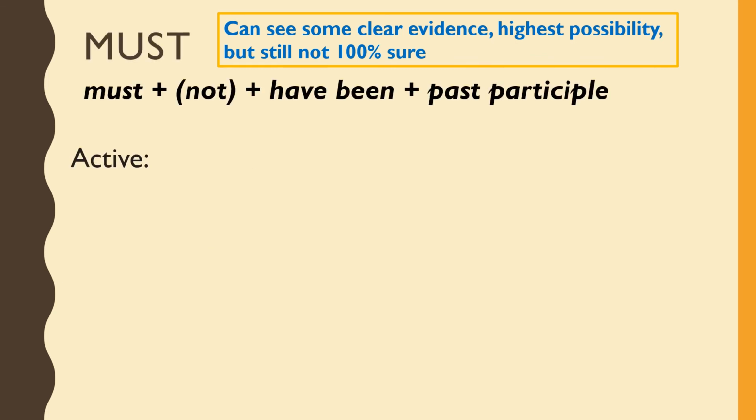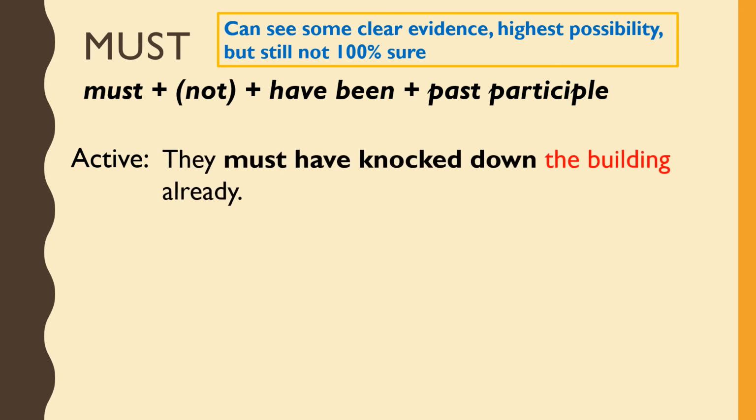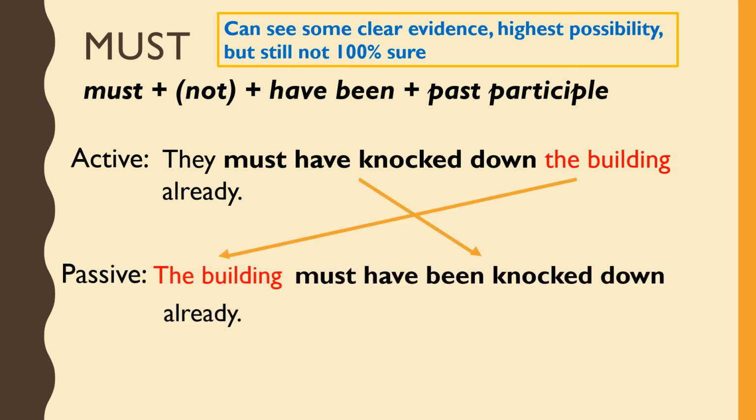One more example. They must have knocked down the building already. That means among all the possibilities, it is of highest chance that the building has been knocked down. In these examples, the evidence shows the highest chance of what we suspected.